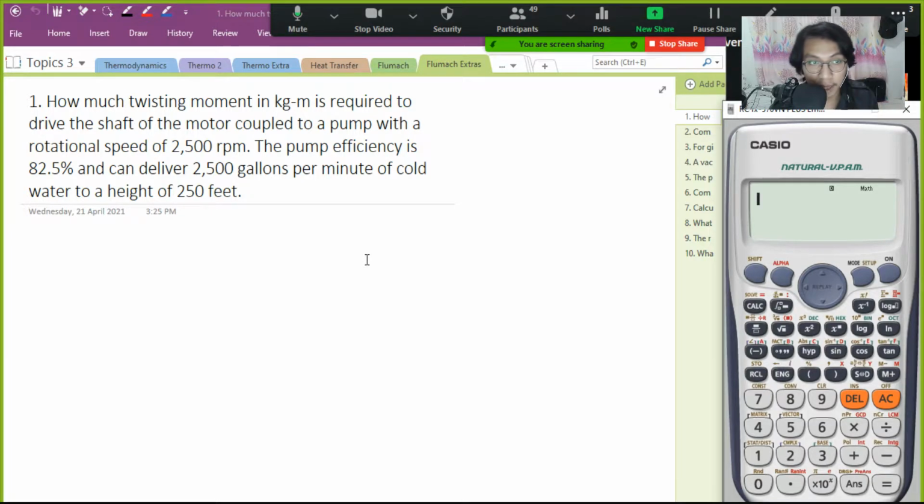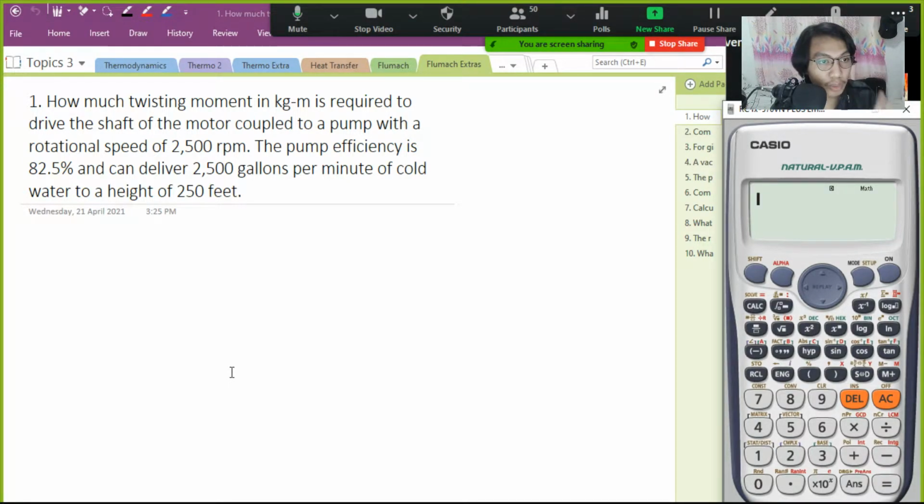So, 10 problems to, hahatiin ko sila ng 3. So, as much as 1, 2, 3, 4 to 6, and 7 to 10. Yun ang iso-solve ko. So, let us start with problem number 1. So, what is problem number 1? Ito yan yung problem. Okay?